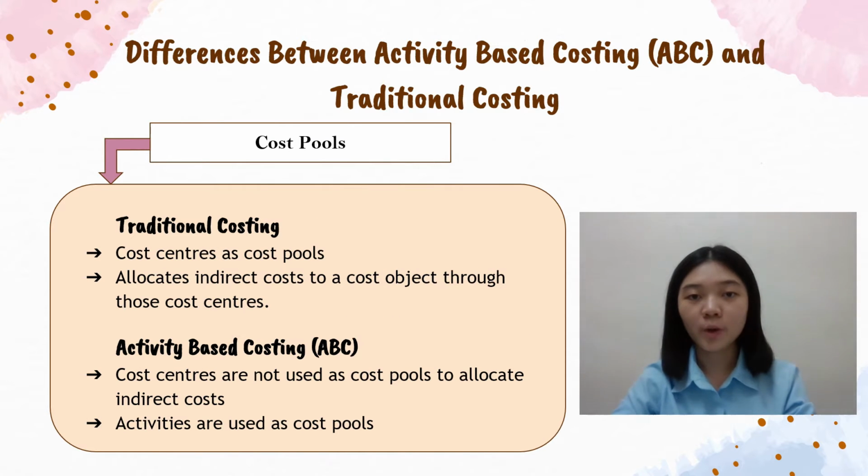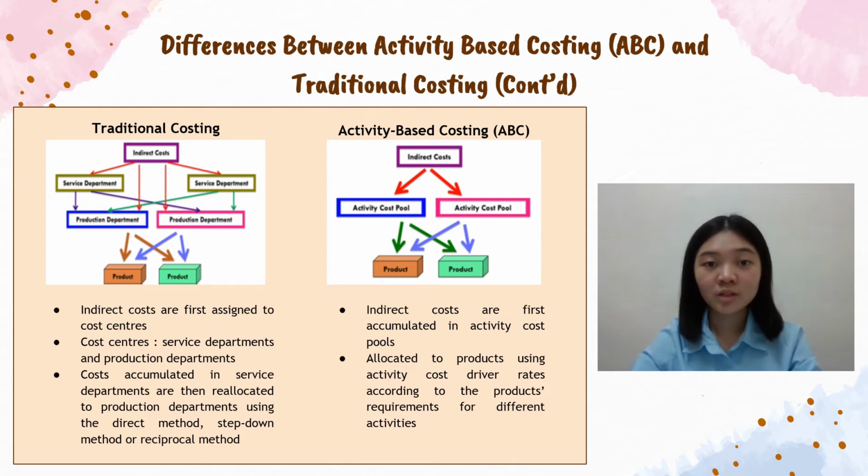Now I continue to explain one of the differences between activity-based costing and traditional costing, which is the cost pool. Under traditional costing, cost centers are used as cost pools and indirect costs are allocated to cost objects through those cost centers. However, under the activity-based costing system, cost centers are not used as cost pools to allocate indirect costs. Instead, activities are used as cost pools. Now, based on these two figures, we can see more of the difference of the cost pool under these two systems.